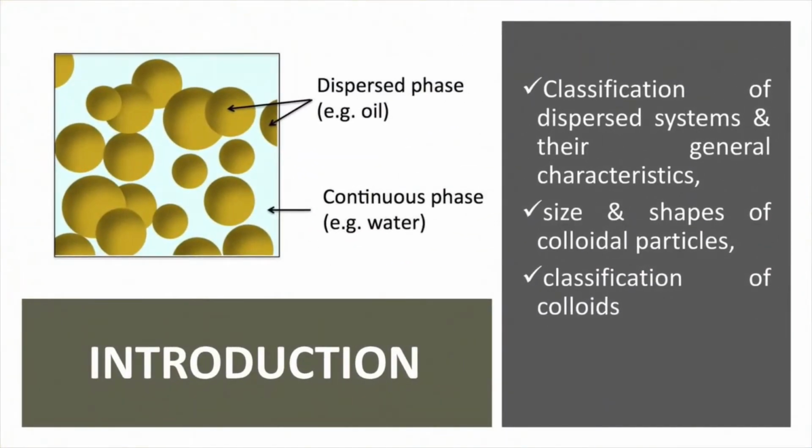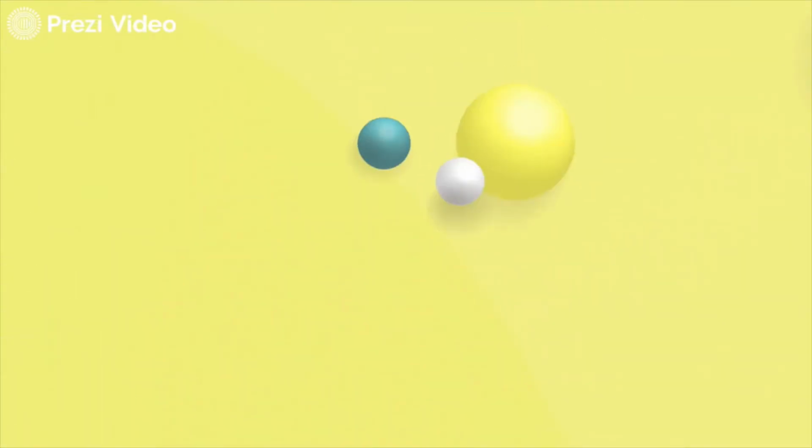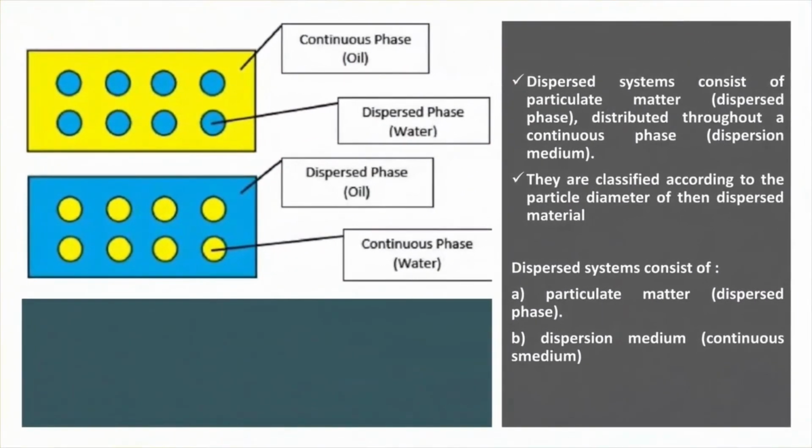So in this session, we shall be discussing the classification of the dispersed systems and their general characteristics, sizes and the shape of the colloidal particles, how they influence the dispersions, and classification of the colloids. Now let us first try to understand colloidal dispersions.